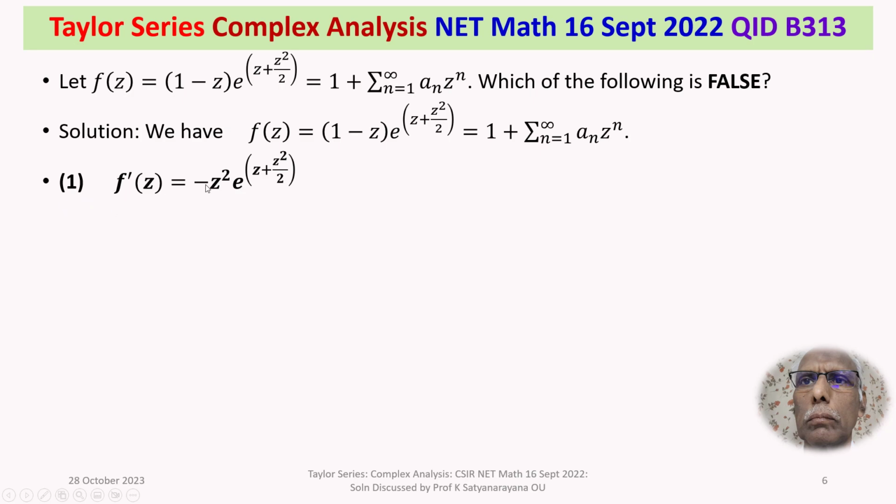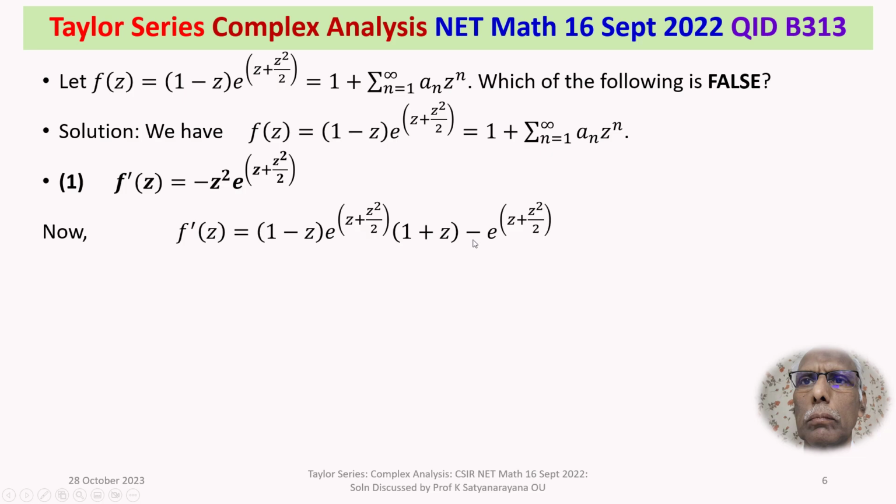Option 1, f prime z is equal to minus z square into e power z plus z square by 2. We take f of z and differentiate. So f prime z, where 1 minus z into e power z plus z square by 2 is the product of two functions. Apply the product rule of differentiation. So the first function into the derivative of the second, that is the derivative of e power z plus z square by 2 is e power z plus z square by 2 and the derivative of z plus z square by 2 is 1 plus z, plus the second function e power z plus z square by 2, and the derivative of the first function 1 minus z is minus 1.